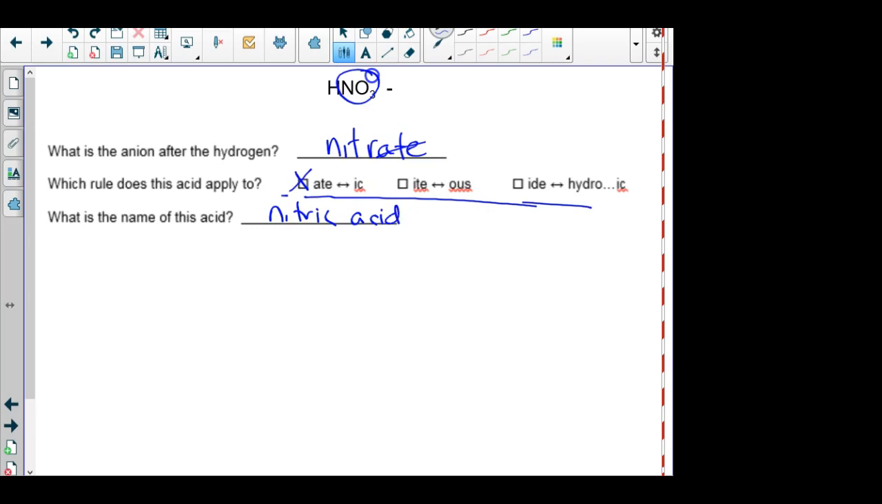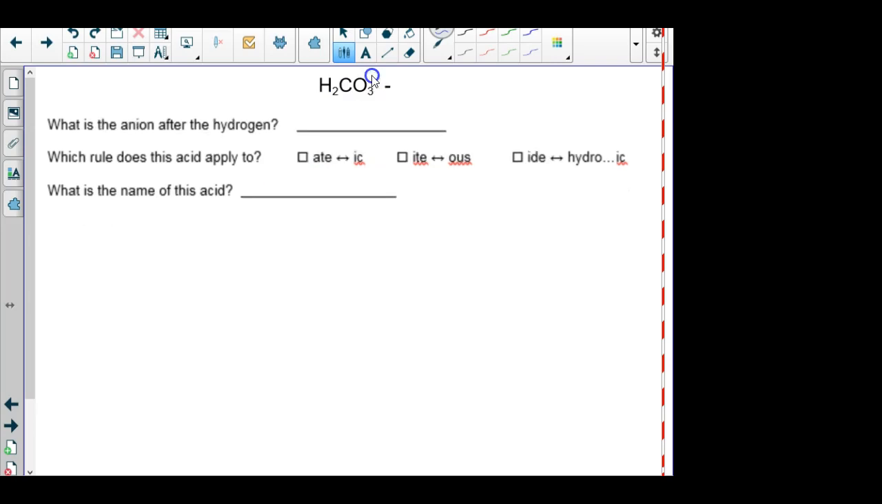Another example. Again, I know it's an acid because it starts with hydrogen. Circle the part afterwards. I look up CO3 on my ion sheet and I see that it's carbonate. Remember, your ion sheet is on the back of your periodic table. So I have an ate to ic. So I drop the ate and add ic acid. So carbonic acid.